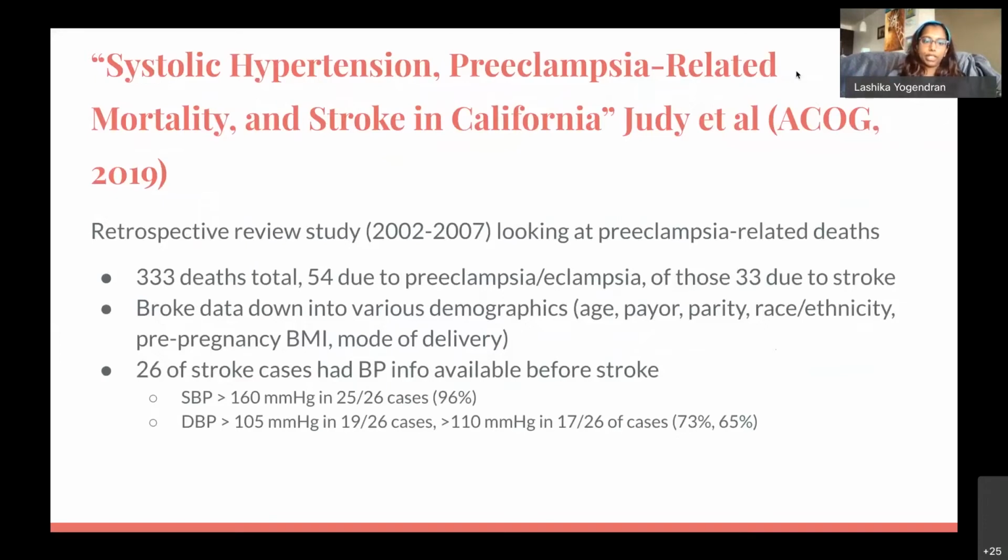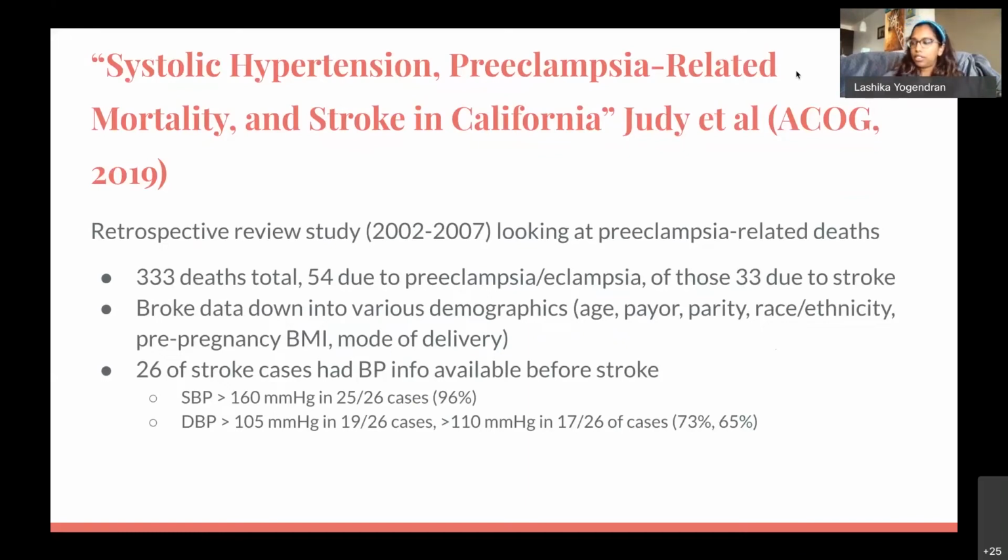So 333 deaths total, 54 of those were attributed to preeclampsia and eclampsia, and of those 54, 33 were due to stroke. They broke that data down into various demographics, and 26 of those 33 stroke cases had blood pressure info available. In 96% of those cases, the SBP was greater than 160. In 19 out of those 26 cases, the diastolic blood pressure was greater than 105, and in 17 out of those 26 cases, it was greater than 110, so 73% and 65% respectively.